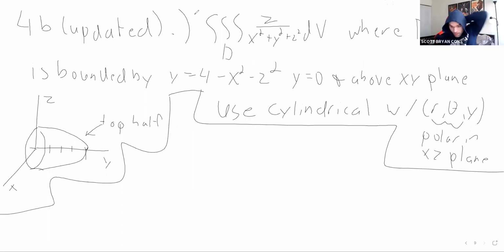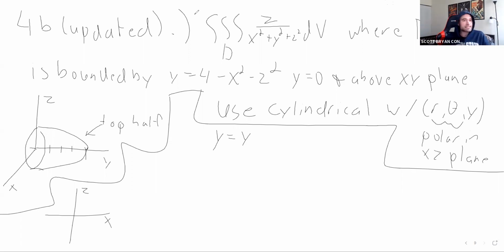Okay, so what we're going to do is we're going to let y be y. So basically we're going to integrate with respect to y. We're going to have a left surface and a right surface. And then we're going to project down to the XZ plane. And we're going to use polar there.